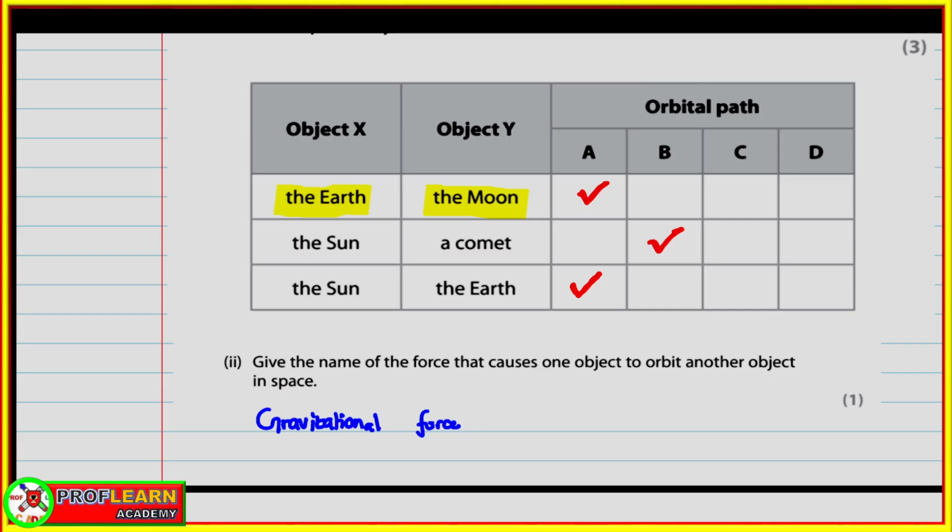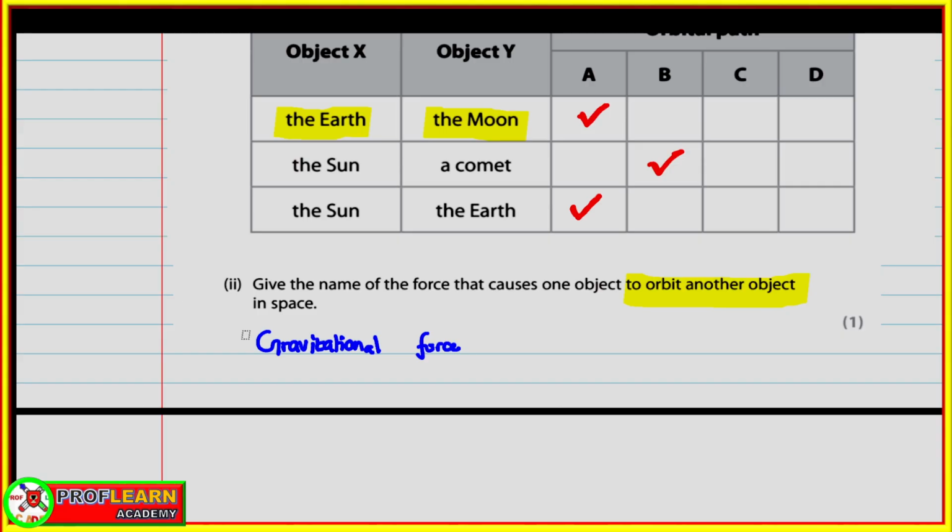And then the type of force that causes an object to orbit around another is gravitational force, the force of gravity. And that is exactly what students were supposed to have identified in that particular question.